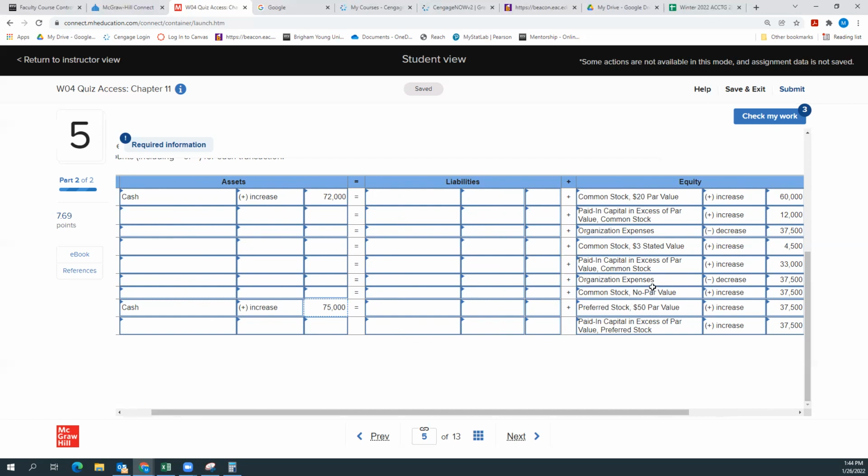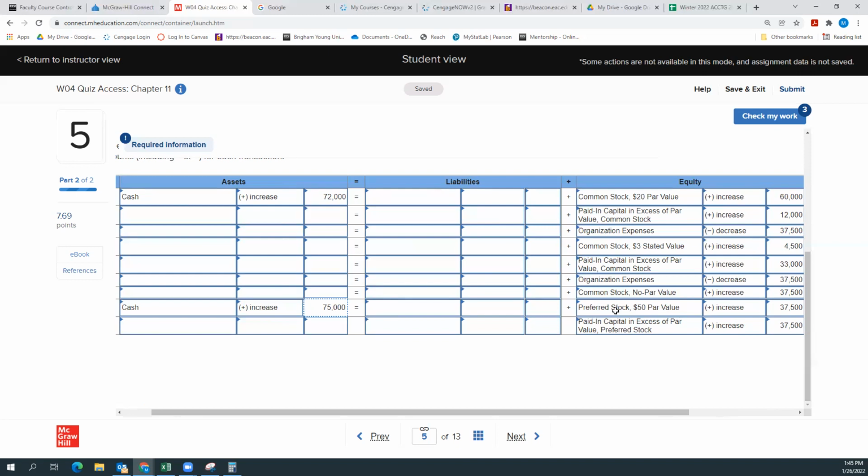The third one, put in plain English, is that, again, we didn't receive any cash. Instead, we paid for services, 37,500, in exchange for $37,500 worth of no par common stock. And then the last one, we received $75,000 cash. And of that cash, 37,500 was $50 par value preferred stock. And then the additional 37,500 was paid in capital in excess of that par value. So I hope that helps.